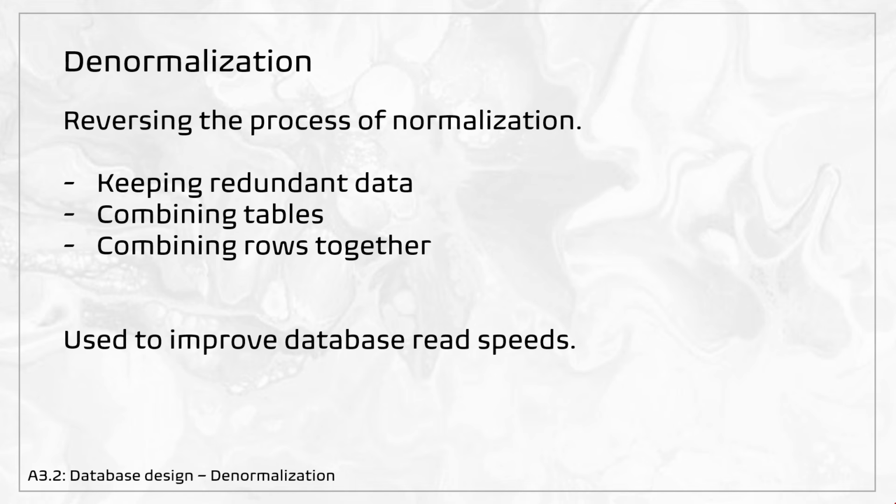Hopefully those examples made some sense for you guys. I strongly suggest doing some normalization problems yourself to practice. But anyways, let's talk about denormalization now. Denormalization is just the opposite of normalization. Contrary to normalization, we're now keeping redundant data, we're combining tables together, and we're combining rows together as well.